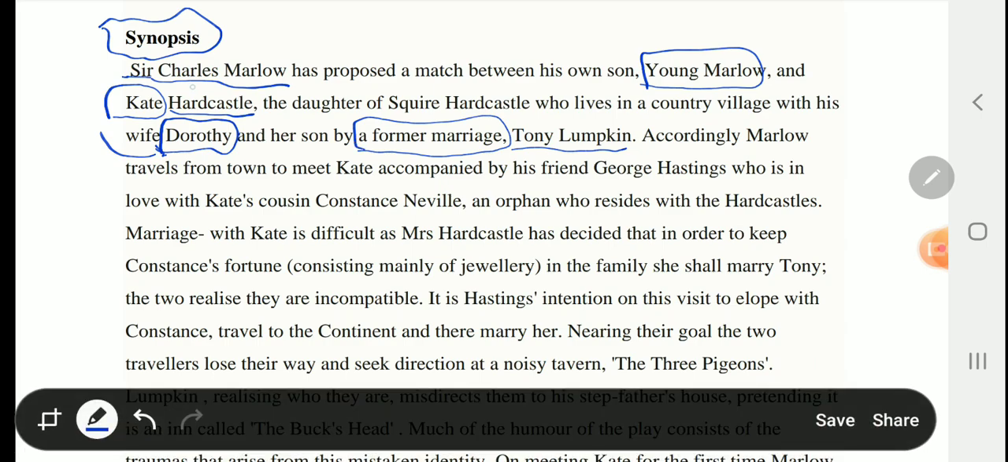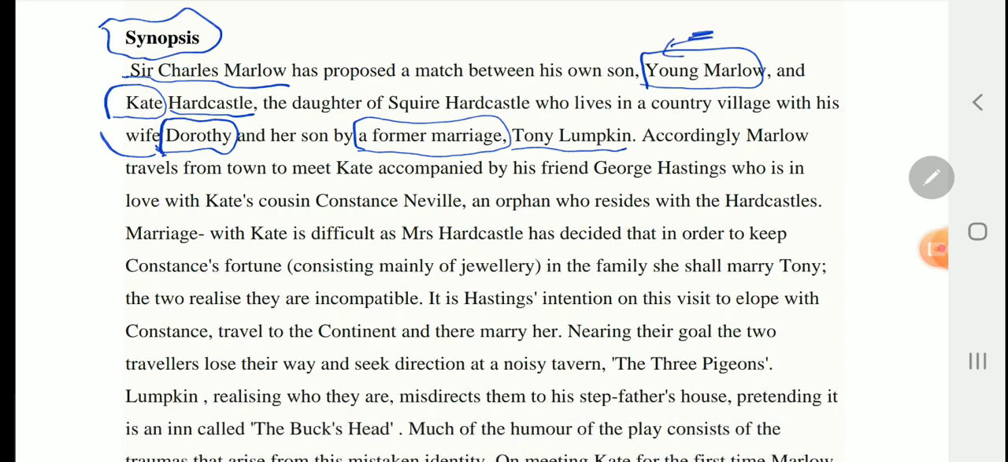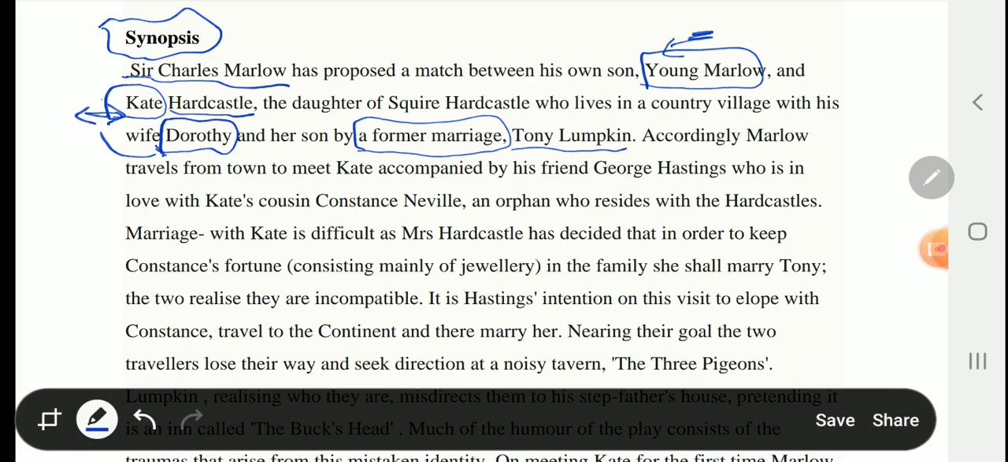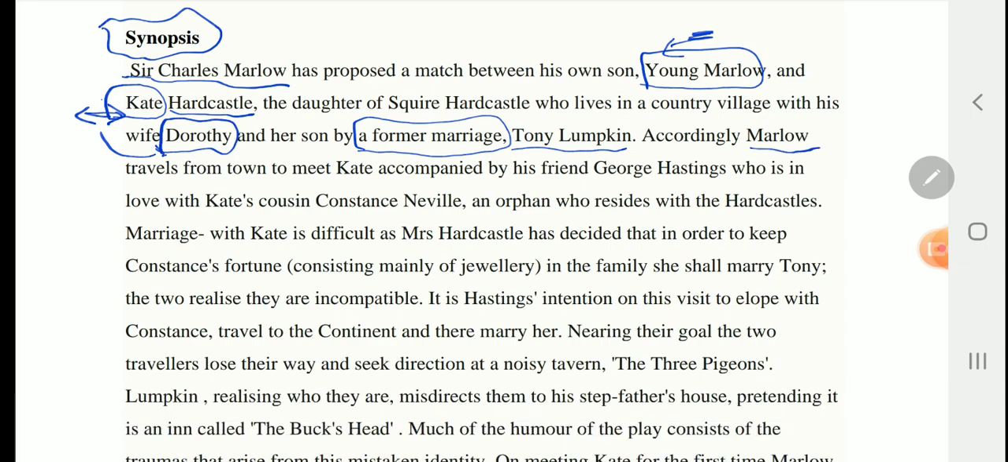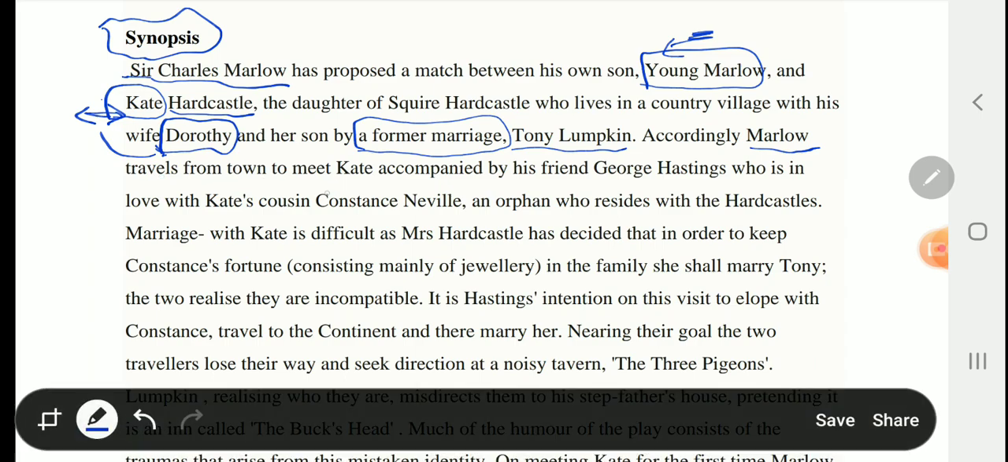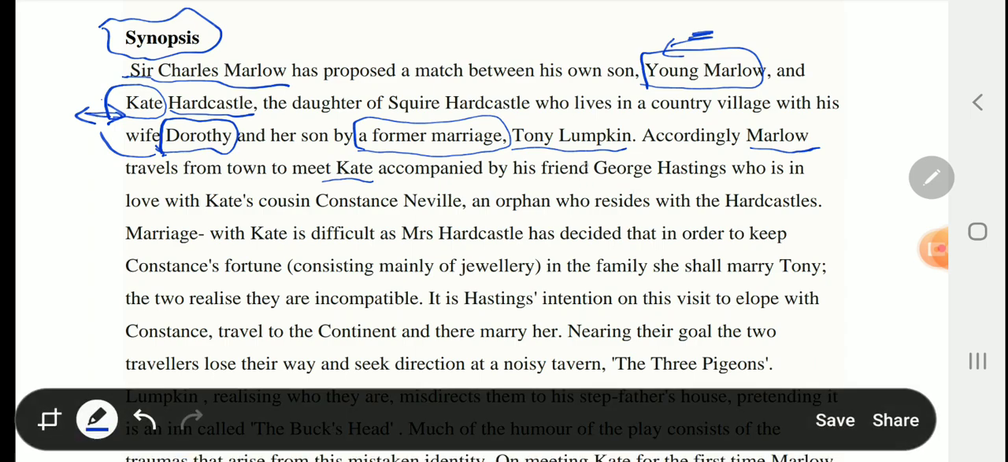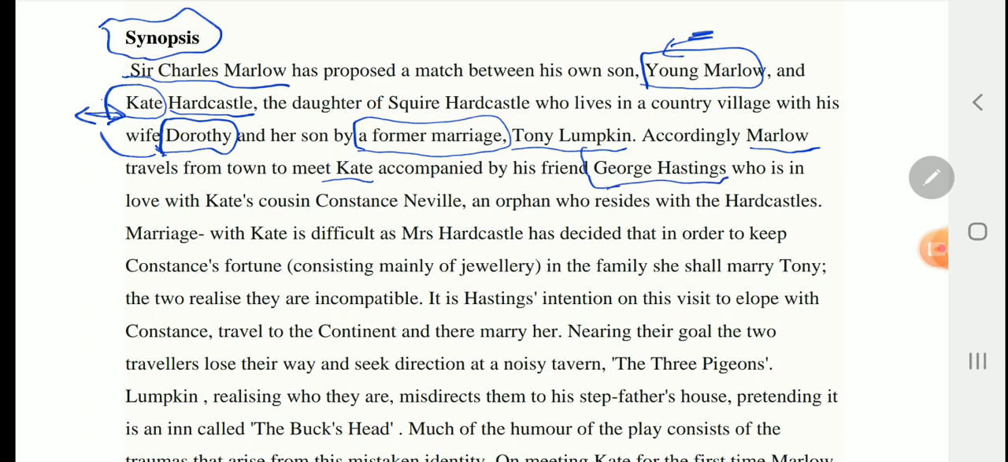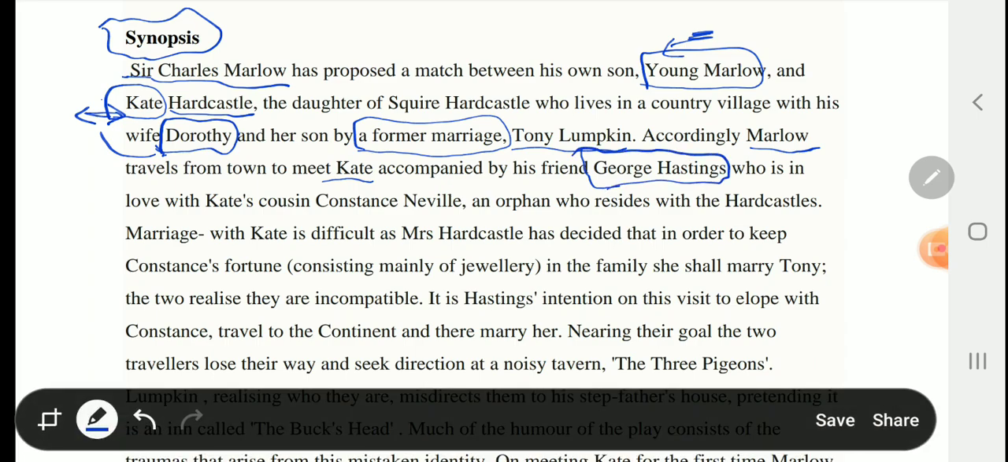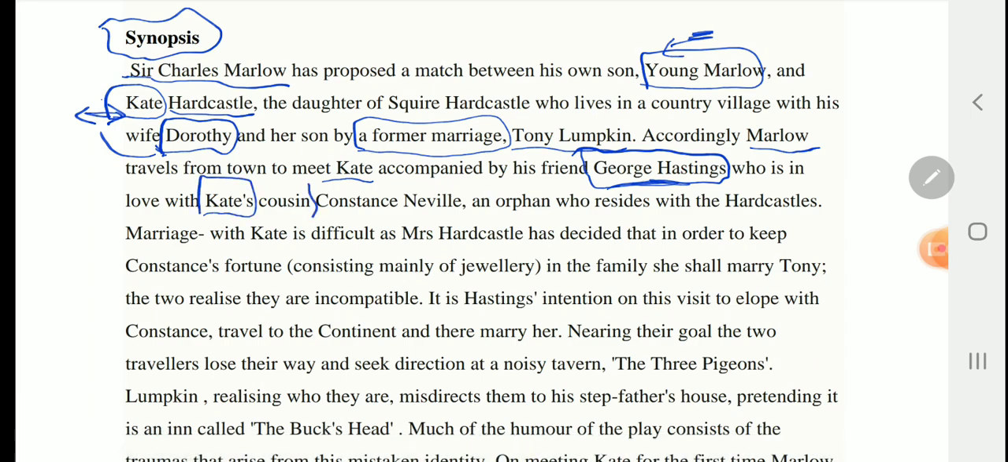Both Charles Marlowe and Mr. Hardcastle believe that young Marlowe and Kate are a perfect match, and they should just get married. Accordingly, Marlowe travels from his own city to meet Kate, but he did not travel alone. Rather, he is accompanied by George Hastings, his best friend.